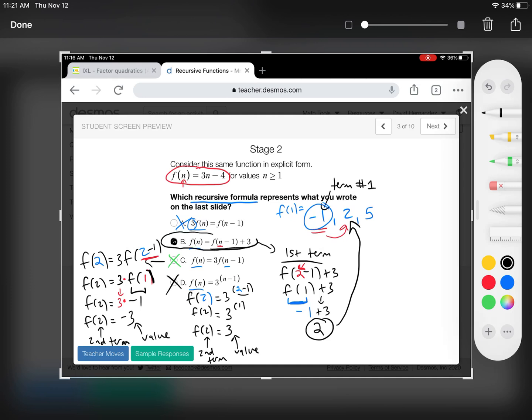So this must be the recursive formula that corresponds to this formula, which is called explicit. Okay, so this is the explicit form right here. And this one down here is, well, let me put this in red. So explicit form is this one, okay, that's what that one's called. And the recursive formula is going to be this one here in option B.